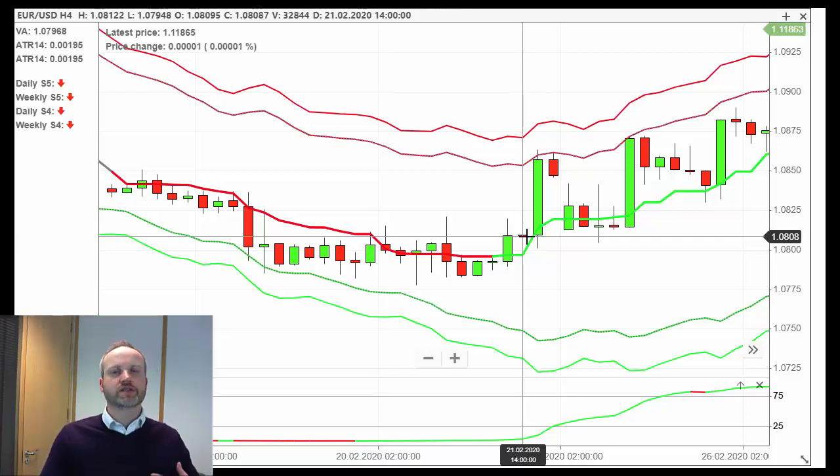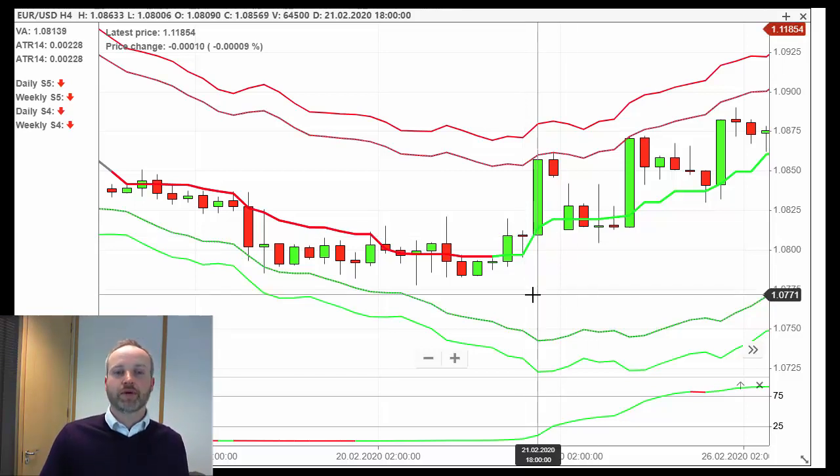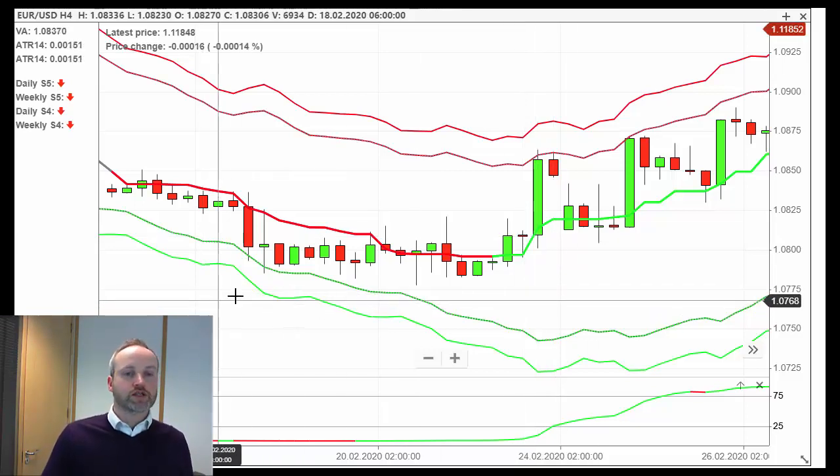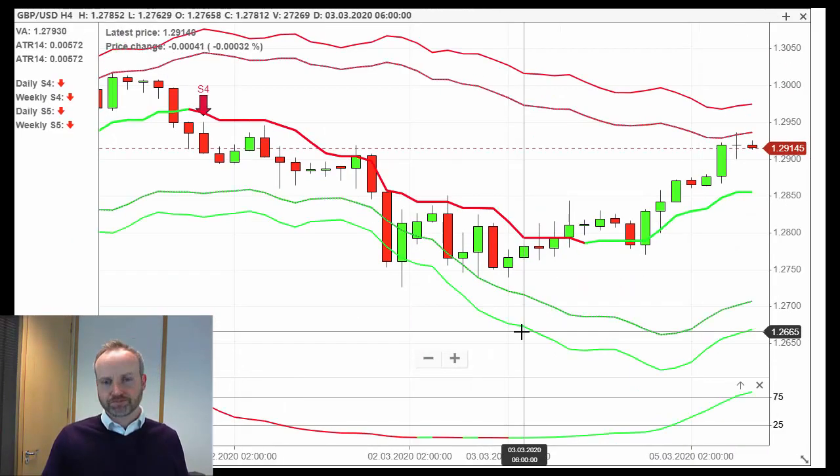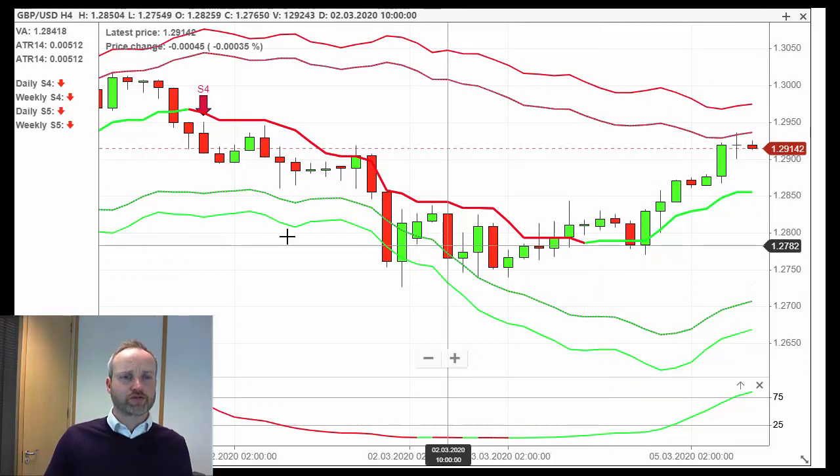So what we're looking for is a simple to follow entry point that we can then manage that trade to help us to pick up bigger and better profits. So let's have a quick look then at a few more trades. Let's go with something like sterling dollar. And again, there's been some great moves on there as well.